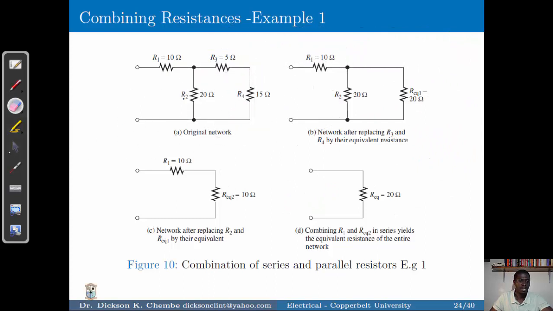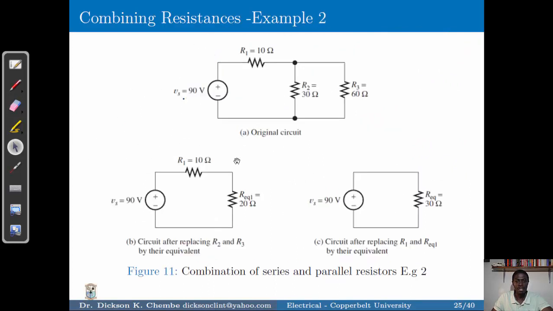Now, let's look further at another example. In this example, we've got a source which is provided as 90 volts, and then we've got resistor 1, 10 ohms, resistor 2, 30 ohms, and resistor 3, 60 ohms. We are saying let's find the total resistance in the circuit.